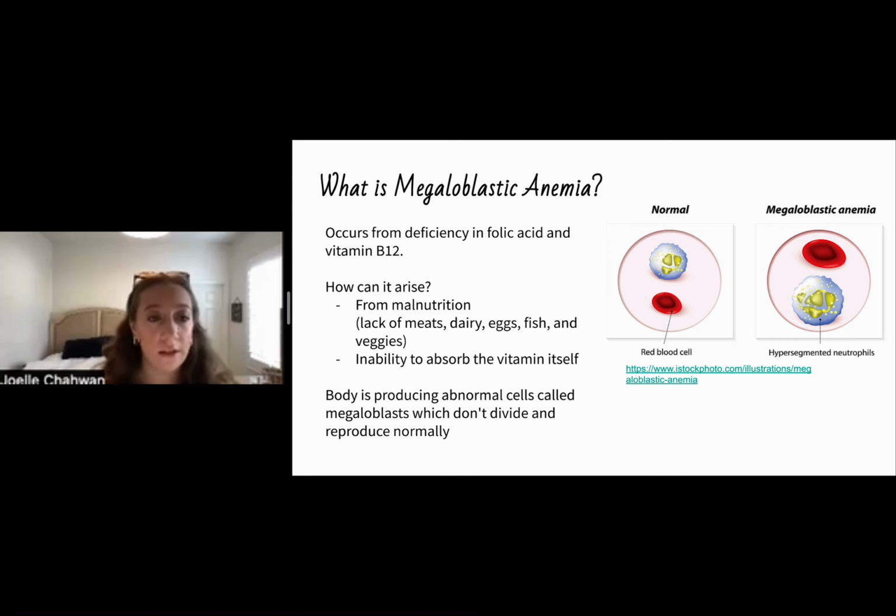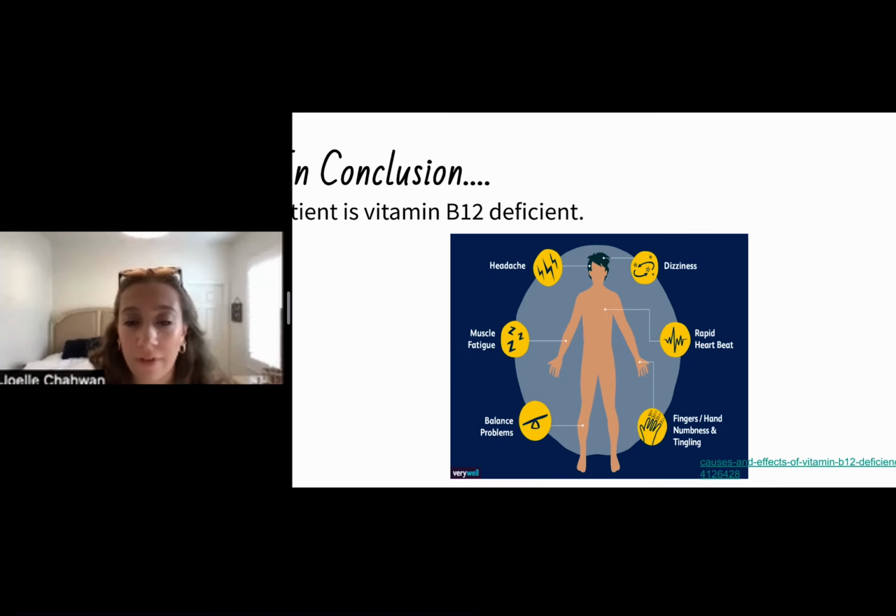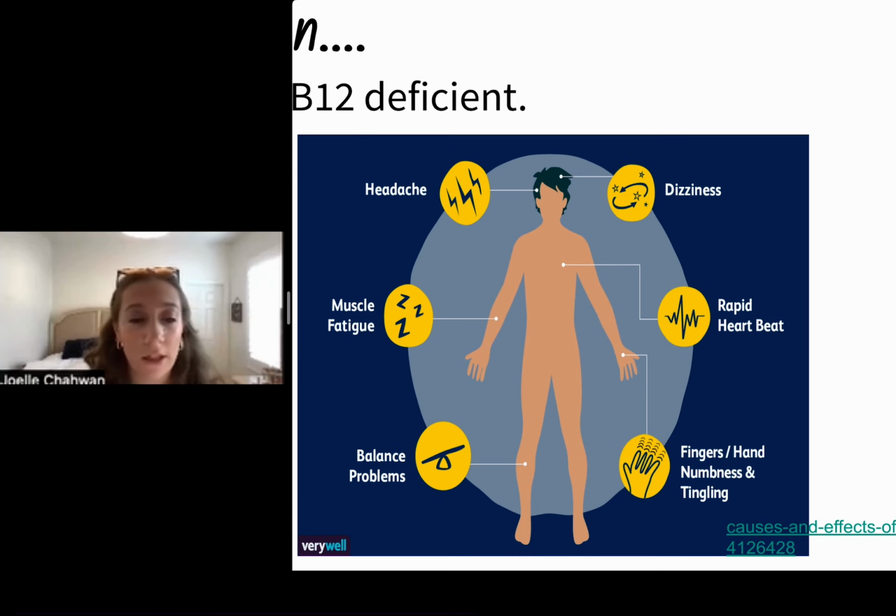And what causes the deficiency? Again, it's from malnutrition, which is lack of meats, fish, eggs, dairy products, veggies, which are all essential for a healthy diet. Or she has an enzyme that won't allow her to absorb the vitamin itself. So, in conclusion, I can efficiently determine that the patient has a deficiency in vitamin B12. Here are all the symptoms that correlate to hers: dizziness, rapid heartbeat, fingers and hands numbness and tingling, her balance problems, her muscle fatigue when she walks, and headaches.